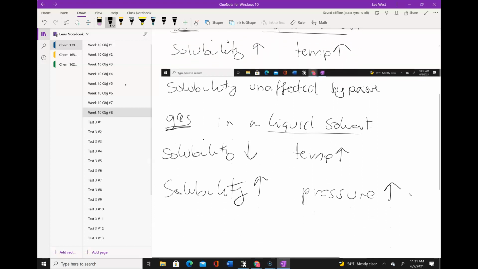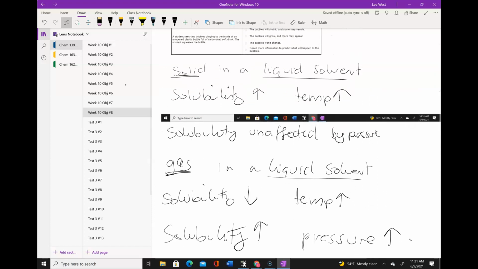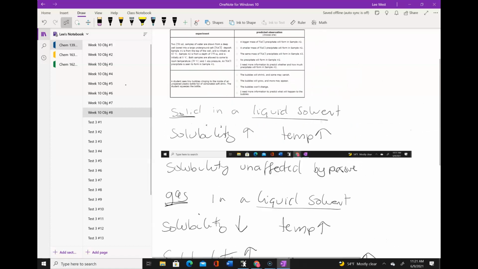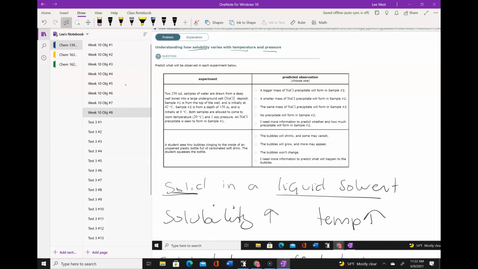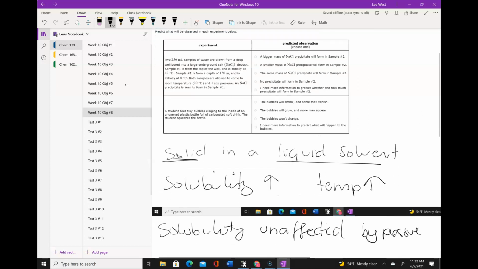All right, so you really have to keep those kind of things in mind as you work through this, all right? So it says, predict what will be observed in each experiment below. 2 250 milliliter samples of water are drawn from a deep well bored into a large underground salt deposit. So NaCl is an ionic compound, and all ionic compounds are solids at room temperature. So we're dealing with a solid dissolved in liquid water.